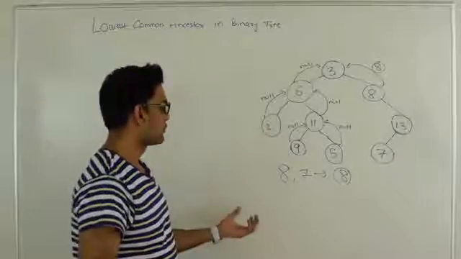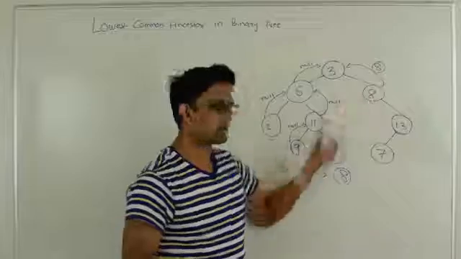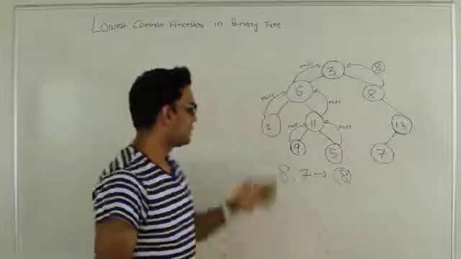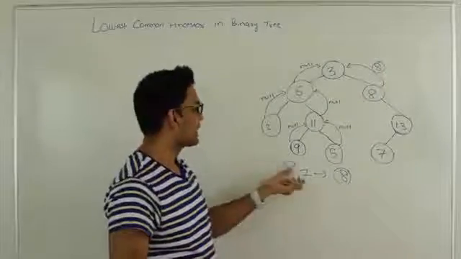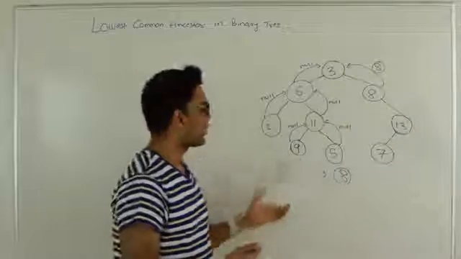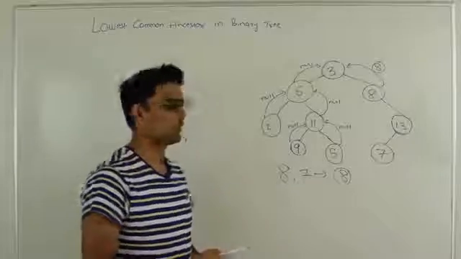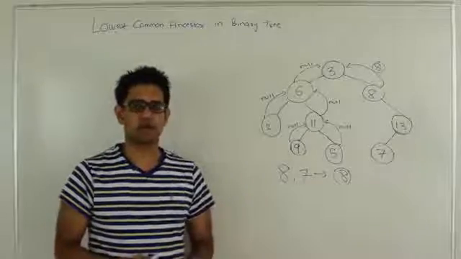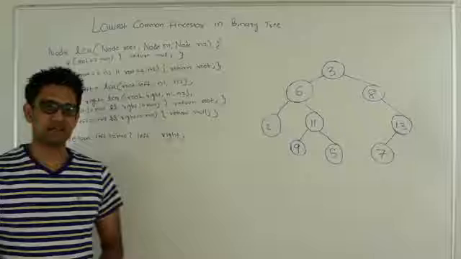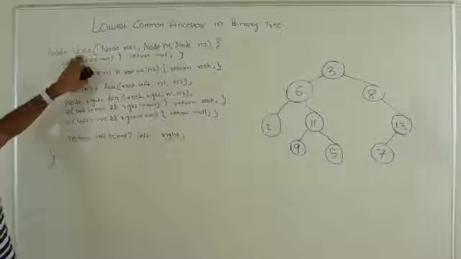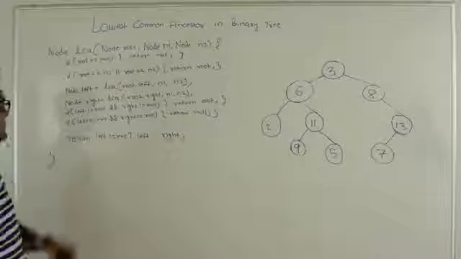So as you can see how it works, even though 8 was the ancestor of 7, using this exact same algorithm, we figured out that this algorithm also works in the case where one node is an ancestor of another node. Next, let's look at the code for this algorithm. Code here is extremely simple. So the main function is LCA, lowest common ancestor.